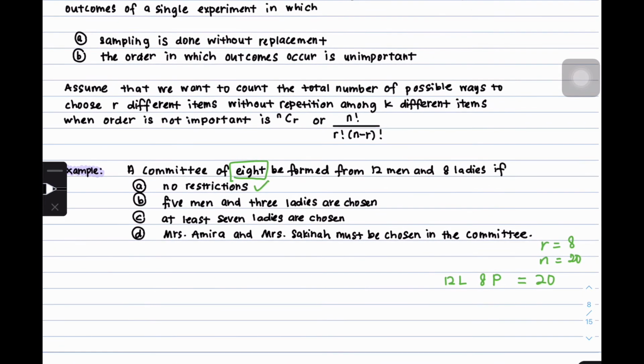No restriction means there is no syarat lah. So maksudnya directly daripada 20, we only want to choose 8. Daripada 20, kita nak choose 8. Tak kisah jantina lelaki ke perempuan, tak kisah.